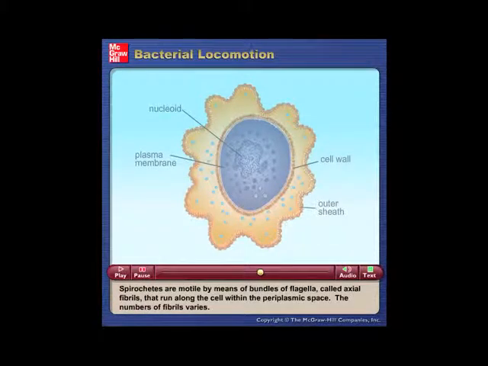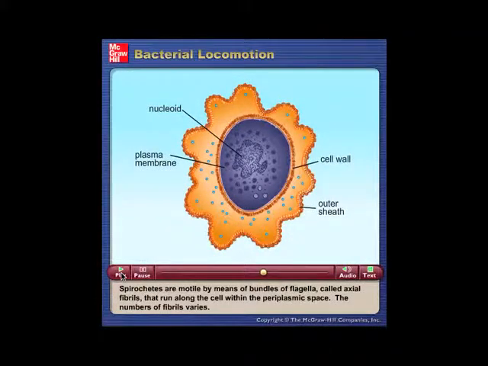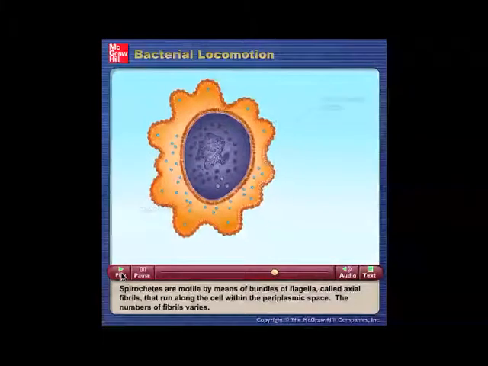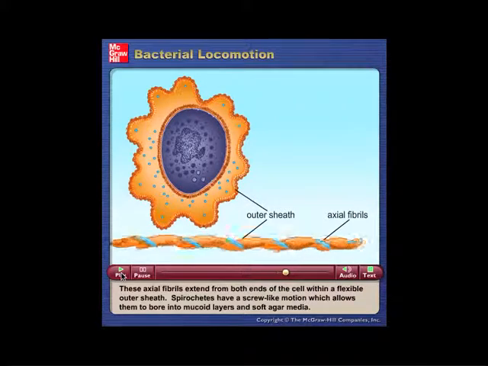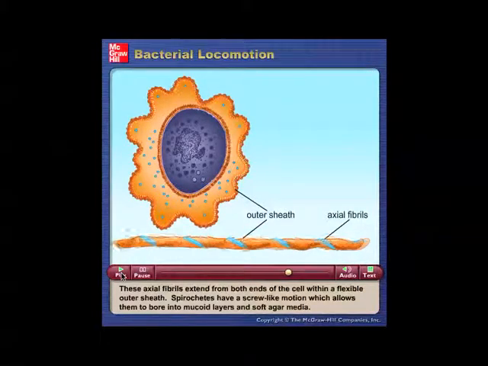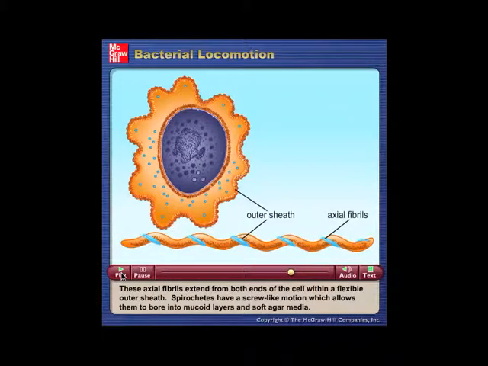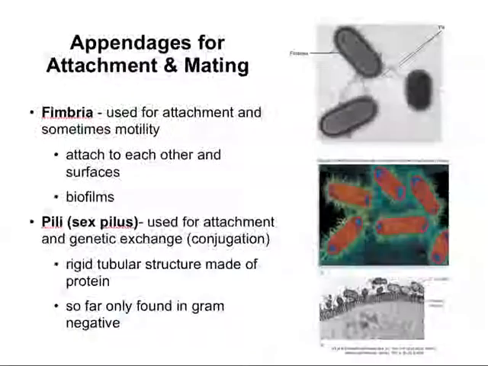Let's take a quick look at this animation to see how the spirochete movement works. Spirochetes are motile by means of bundles of flagella, called axial fibrils, that run along the cell within the periplasmic space. The number of fibrils varies. These axial fibrils extend from both ends of the cell within a flexible outer sheath. Spirochetes have a screw-like motion which allows them to bore into mucoid layers and soft agar media.